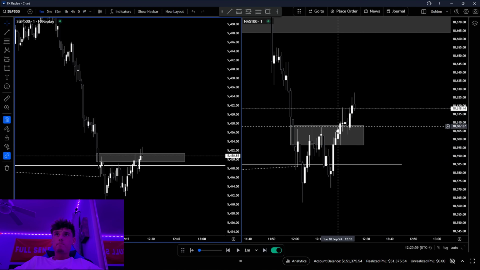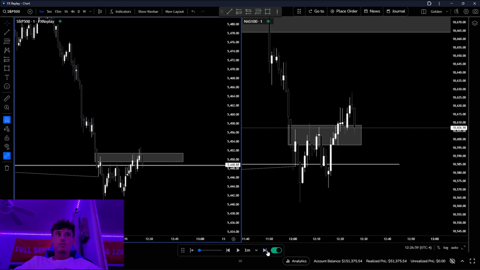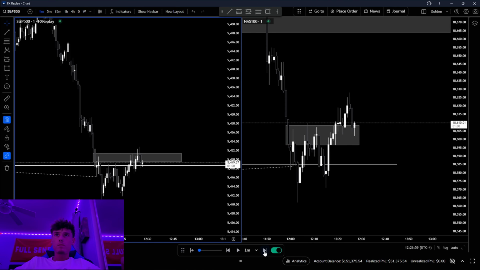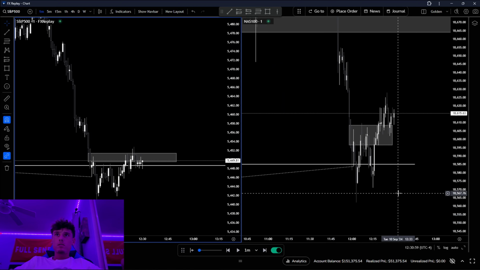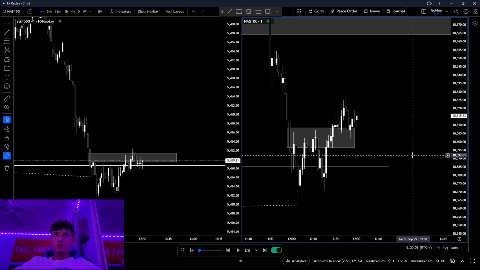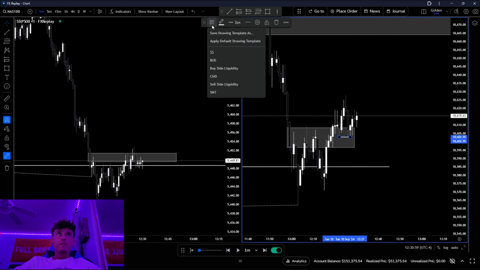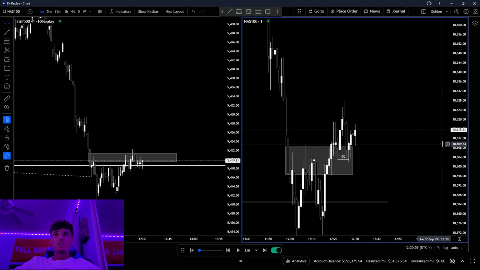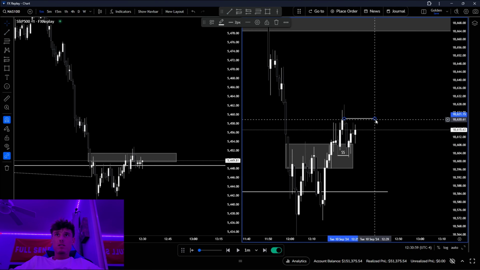Okay, right here. You have this manipulation. I'm not crazy about it. No, I'm not crazy about it at all. This could be potential longs right here. We have a little manipulation, like not the best, honestly. Really, really, really not the best.